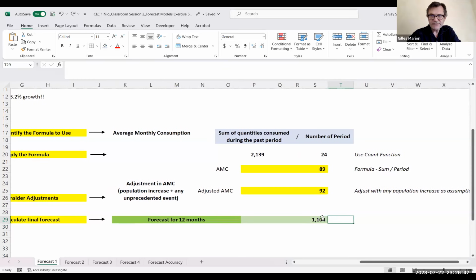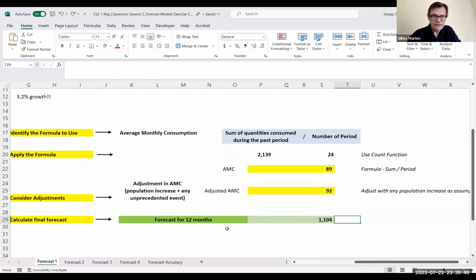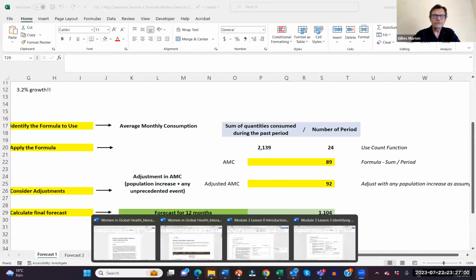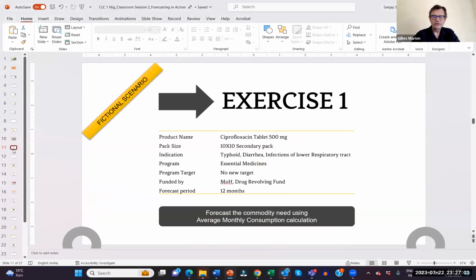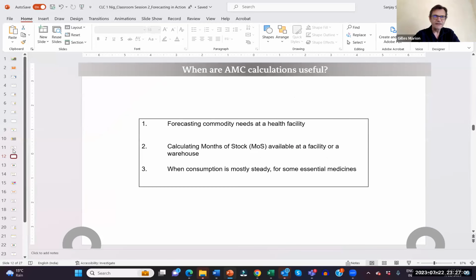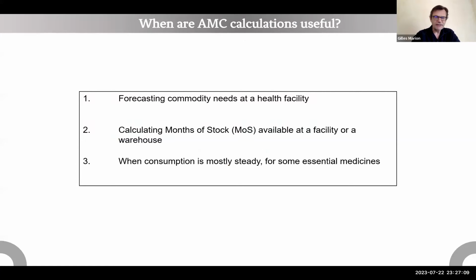Okay, I think this exercise is over with the average monthly consumption. It's a simple tool. Excel is very powerful. I'm sure a lot of you are quite fluent with Excel. If I can encourage you, take any course on Excel that can strengthen your ability to use formulas, and particularly if I can insist, being able to use pivot tables.